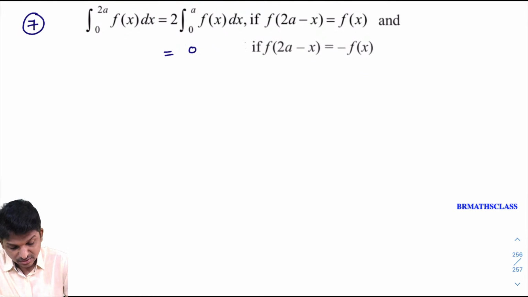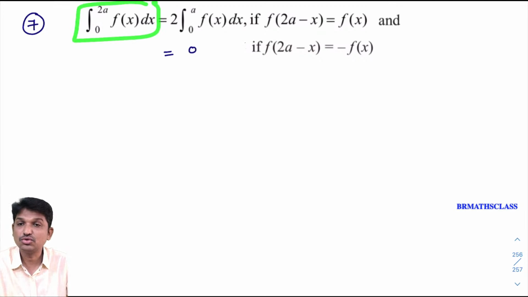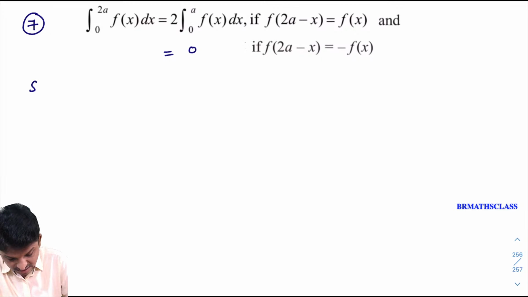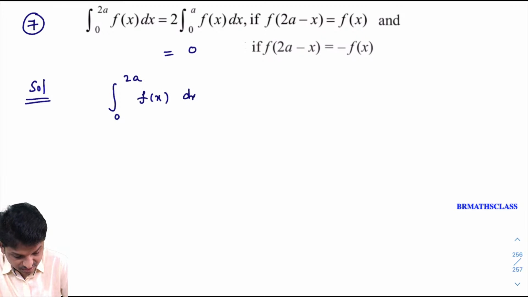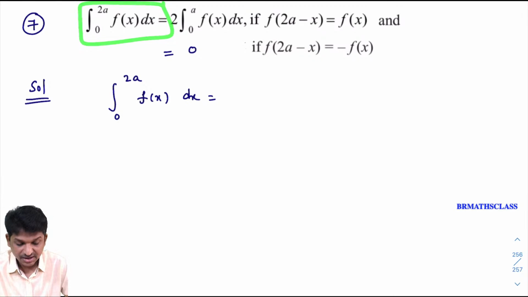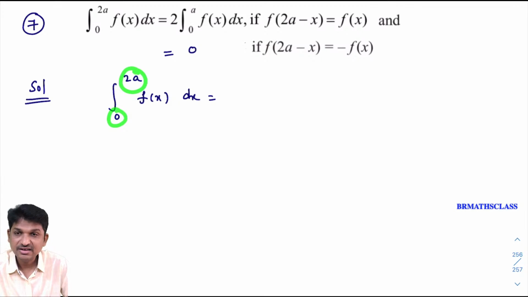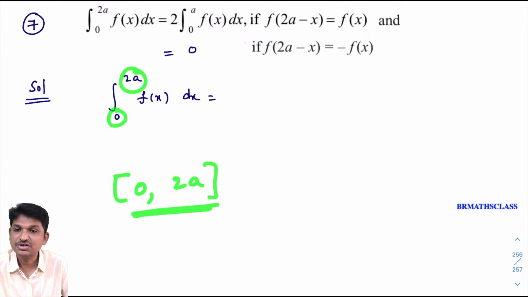Okay, to derive this, first I will take the LHS part. What is this LHS part? Integral of 0 to 2a f of x dx. I have taken this part. In between 0 and 2a, a is there. If I take the closed interval 0 to 2a, in between the closed interval 0 to 2a, a is there. Yes, of course, a will be there.